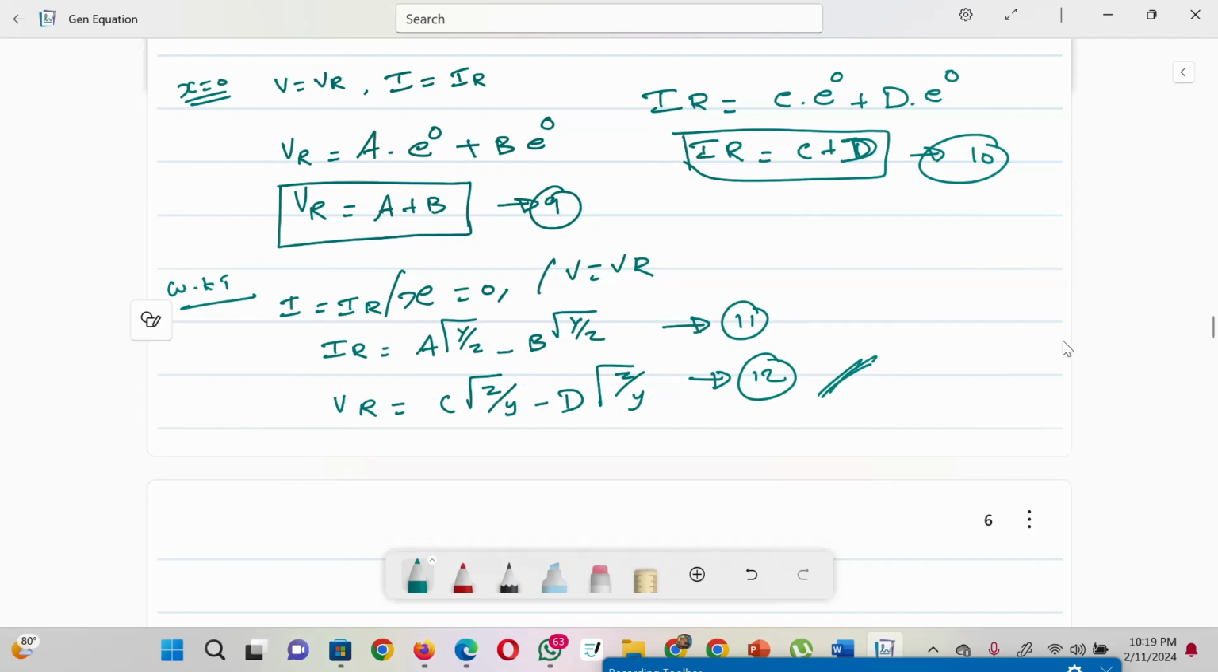This is the final, not final. This is the equation up to 11 and 12.